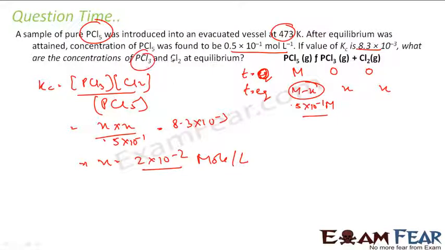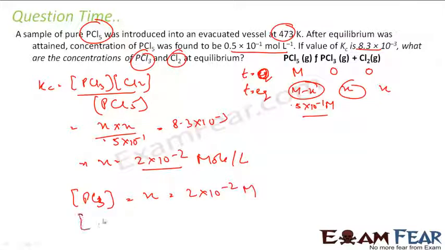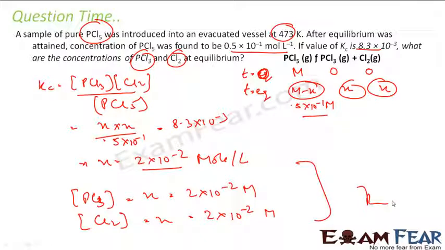So we have to find the concentration of PCl3 and Cl2. So concentration of PCl3 at equilibrium is what? x only, right? This is nothing but 2 into 10 to the power minus 2 M. Similarly, concentration of Cl2 at equilibrium is x. That is nothing but 2 into 10 to the power minus 2. Easy one. Just assume that at t is equal to 0 it had some value. At equilibrium, some x will have decomposed to create x of PCl3 and x of Cl2, and then you can just solve to get the value of x.